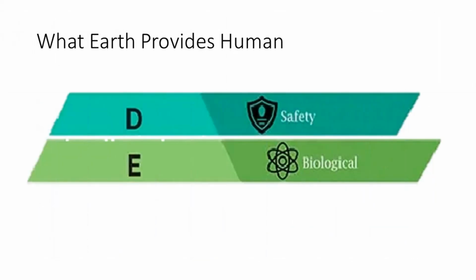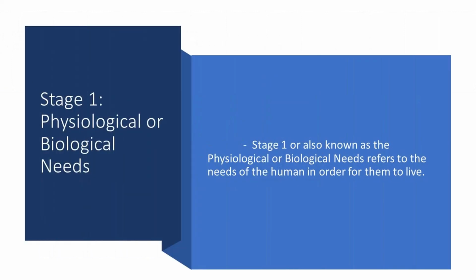Stage 1 represents the physical or biological needs. This need refers to every human essentials in order for us to live. Physical or biological needs include the basic human activities such as breathing, drinking, and eating. Mother Nature or environment provides the basic needs of human. Basic human needs such as the first 2 levels of human requirements in the Maslow's theory of needs, such as the biological or physiological needs and the safety and security needs.